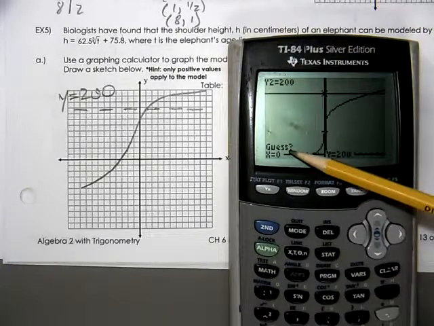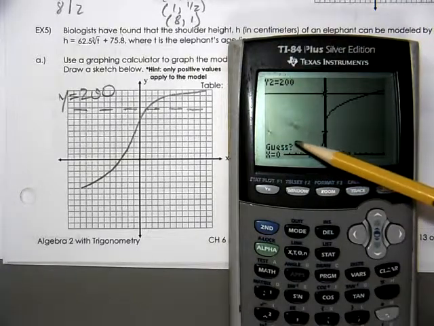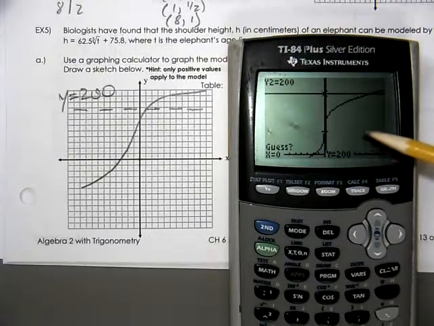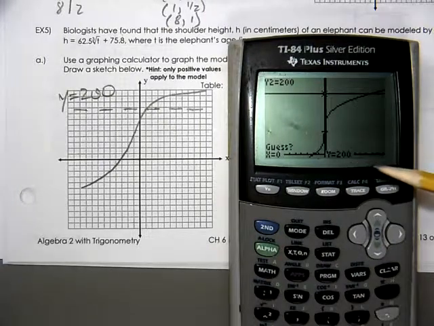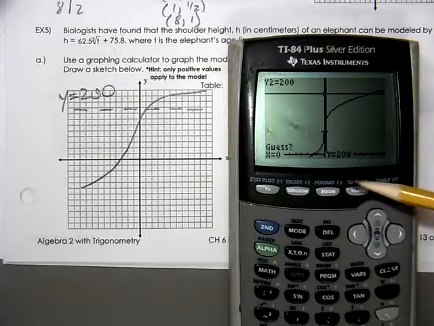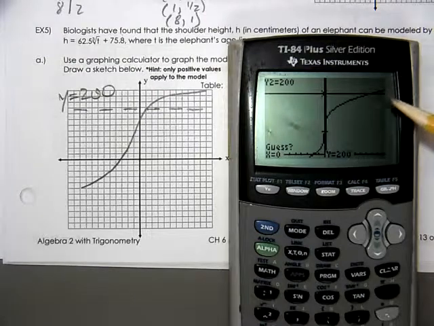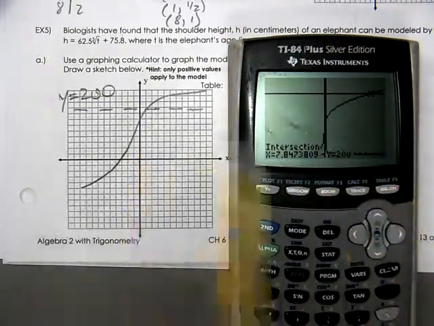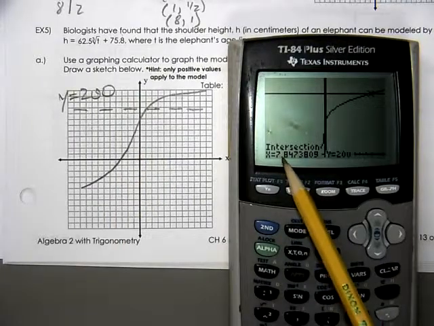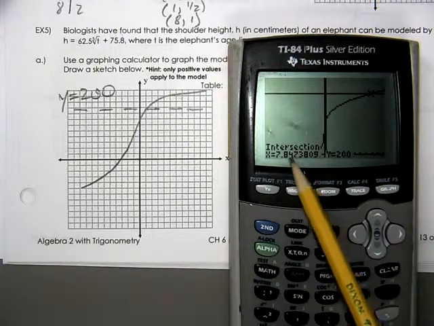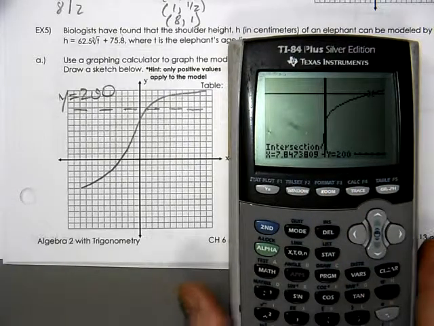It asks you to guess. That means it wants you to help identify about where's the answer. If there's more than one, it needs to know which one you're talking about. Well, in this graph, there's only one. So we can hit enter, and it's happening out here at 7.84. So 7.85 if you're rounding up to the nearest hundredth.